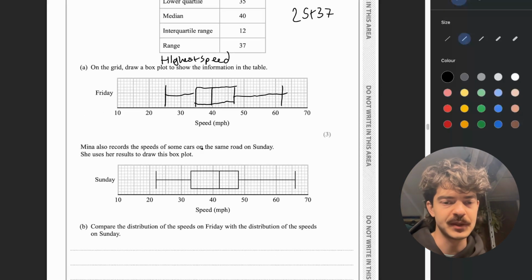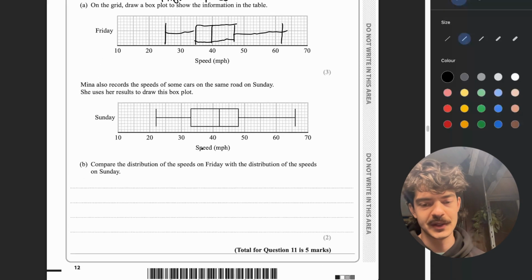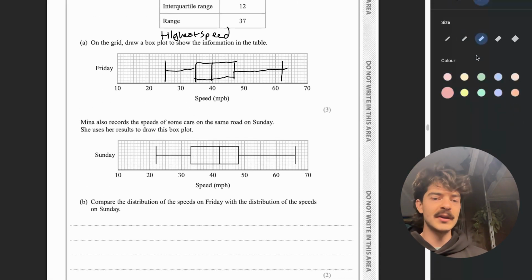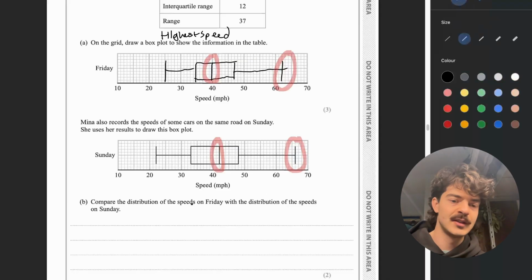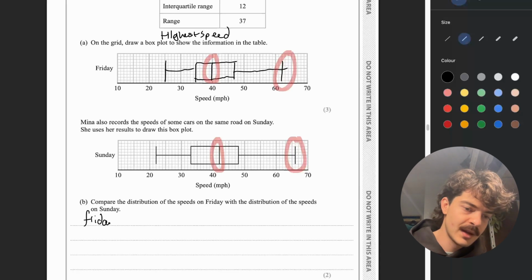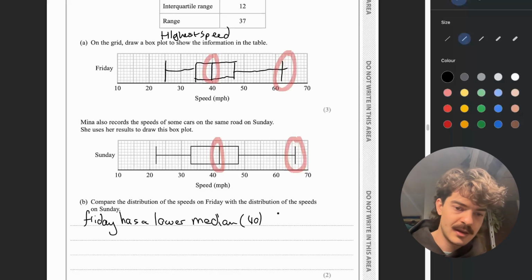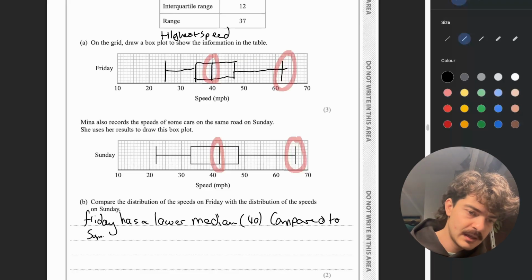Mina also records the speeds of some cars on the same road on Sunday. Compare the distributions. How many marks is this? 2 marks. So we want to make 2 comparisons. The most notable comparisons I see straight away is actually the median has increased and our highest speed has also increased. So let's just make some direct comparisons on those. Friday has a lower median, 40, compared to Sundays.